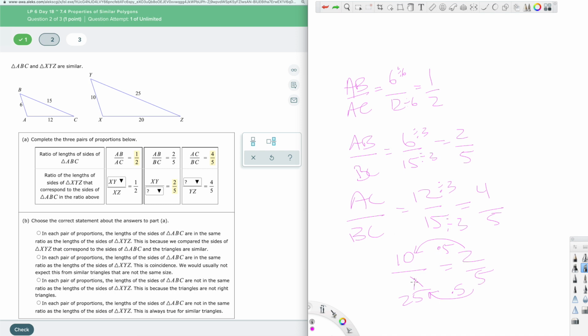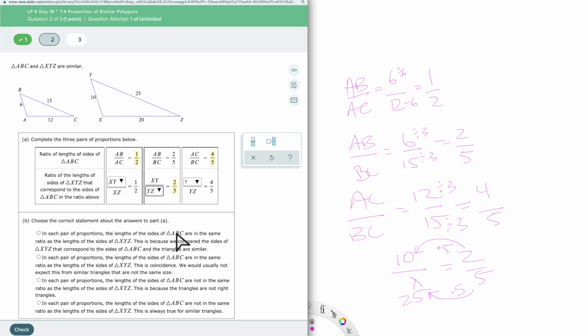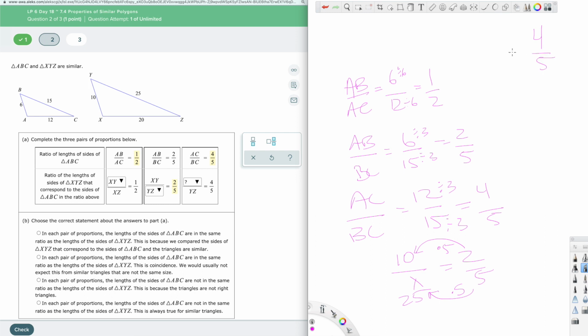Is just say, okay, well, these are comparable. I want it to be 2/5. What do I need to fill that in with to make it true? It needs to be 25. So this guy's going to be YZ. And then we have YZ on the bottom. And I want it to be 4/5 this time. And YZ is 25. What do I need it to be on the top? So I multiplied by 5 here to get from 5 to 25. I need to do the same thing on the top. I have to multiply by 5, so that's going to be 20. So that's this guy here.